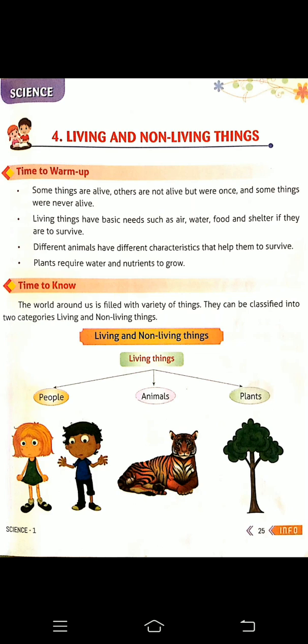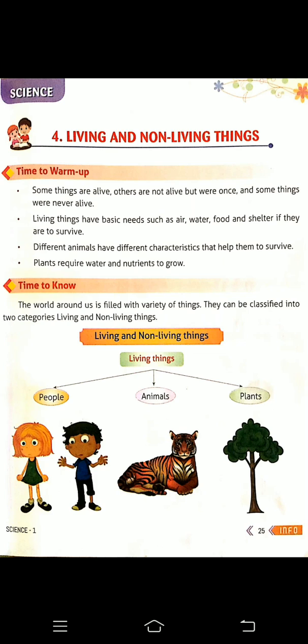Now let us study about the non-living and living things. The world around us is filled with a variety of things. They can be classified into 2 categories, living and non-living things. So this world has so many different things, and they are classified into 2 types. First is living things and second is non-living things. Here they are given pictures of living and non-living things, on page 25.